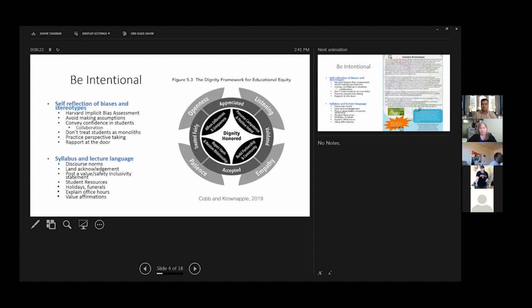The syllabus is obviously another intentional way that you can have inclusivity. What are the norms of how students should be talking to each other? I'll give some examples of that. A land acknowledgement and an acknowledgement of resources for students that are impacted by certain strains and stresses during the class is a pretty simple but very intentional thing to have. I'll show you mine in a few slides.